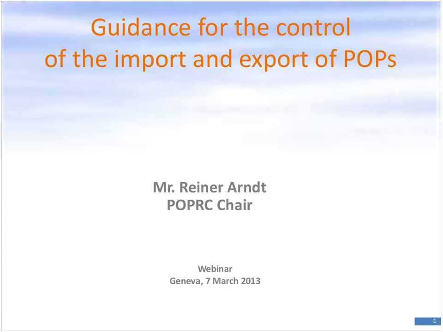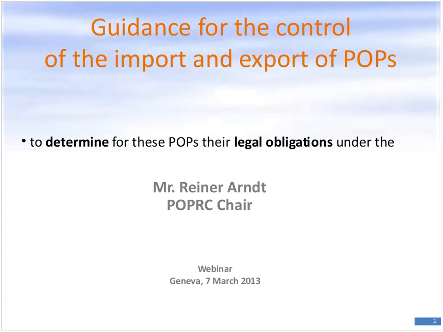Control of the 10 new POPs and DDT. There were 12 originally listed POPs in the annexes of the Stockholm Convention. One of them was DDT. In 2009, 9 more chemicals were added to the annexes of the Stockholm Convention, and in 2011 another one. So we talk about the 10 new and DDT.